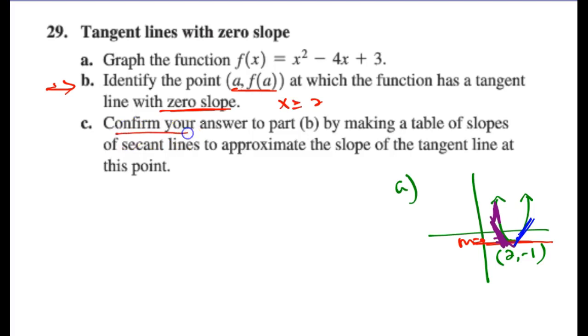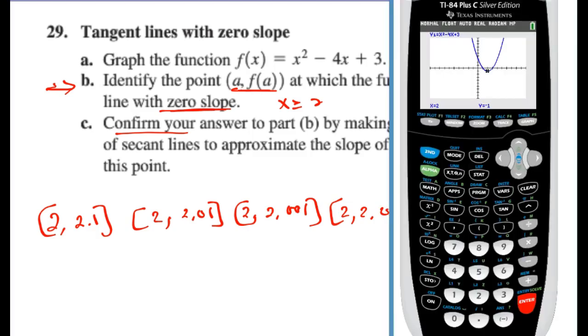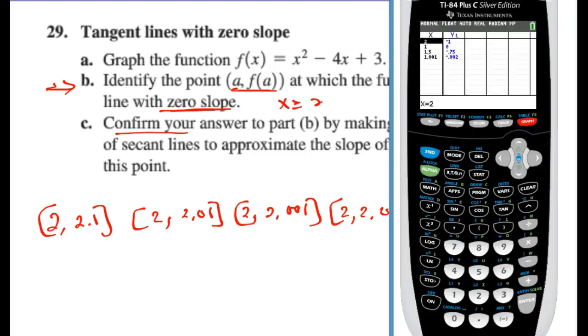And they say, well, confirm your answer by making a table. So what's our answer? What are we going to confirm? Well, we want to confirm that the slope is 0 when the function approaches 2. So let's get close to 2. It's like an interval of 2 and, I don't care, 2.1 might be the first interval. Then the next interval would be like 2 and then even closer, like 2.01. Again, I'm making up these values, so you can make up whatever you'd like. 2.001. See, I just keep getting closer and closer to 2.0001.